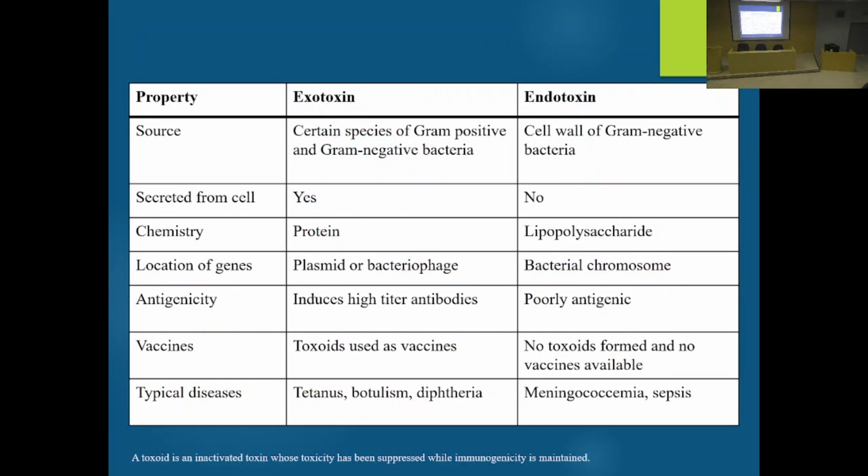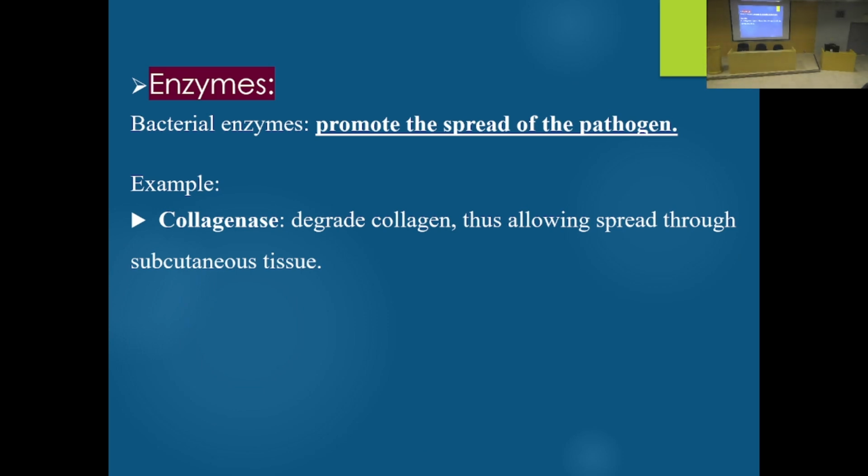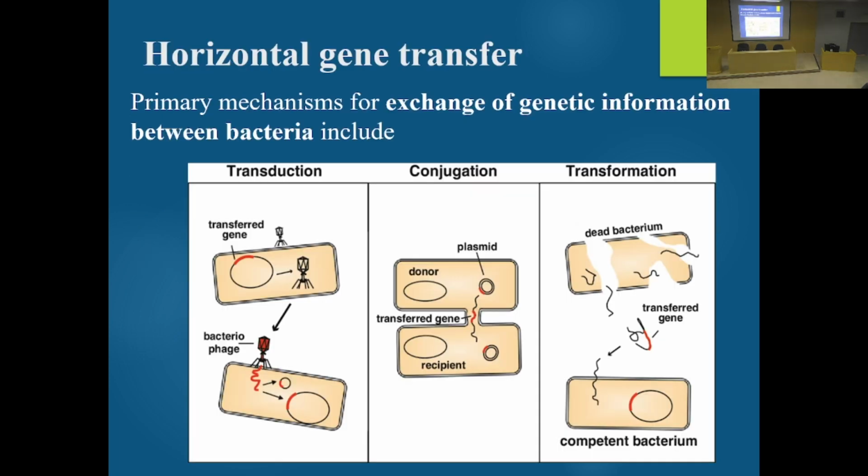These are the differences between exotoxin and endotoxin, which you can go through. It is the same as what I explained. Coming to enzymes, how do they help us? They help in the spread of the pathogen, to invade. One example I have mentioned here is collagenase. What will this collagenase enzyme do? It will destroy the collagen, so it is very easy for the bacteria to spread. This is refreshing your mind.